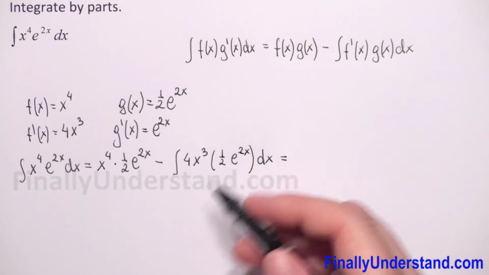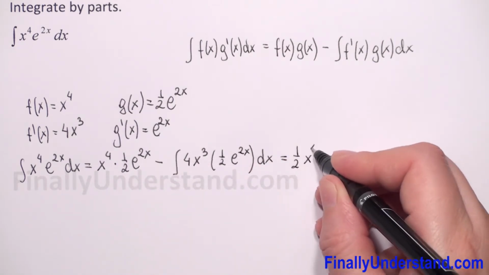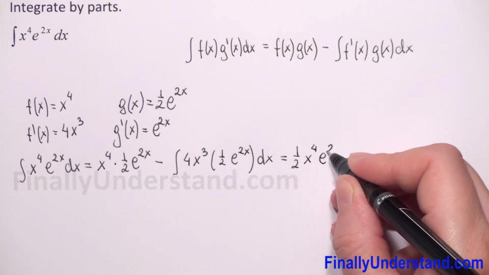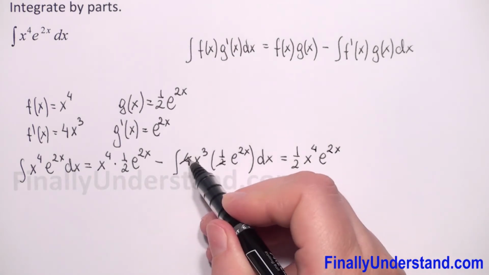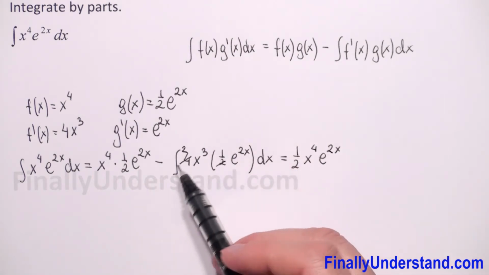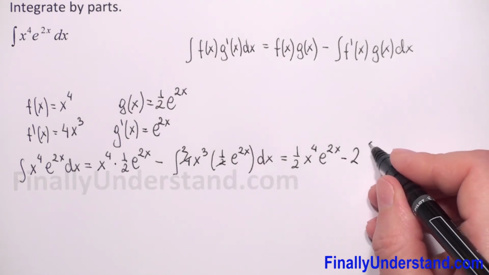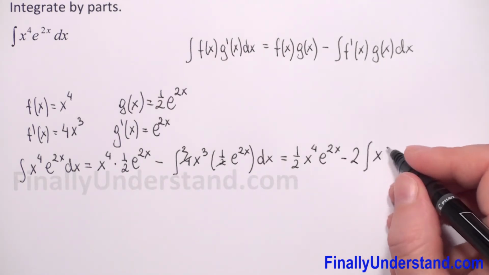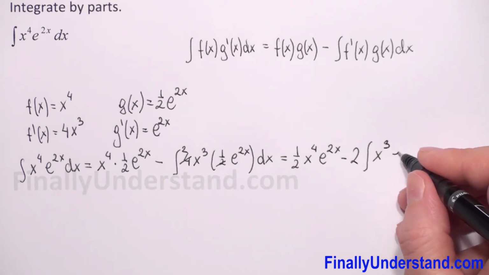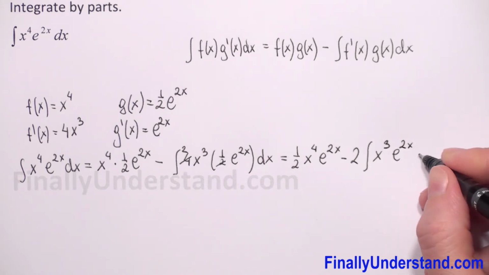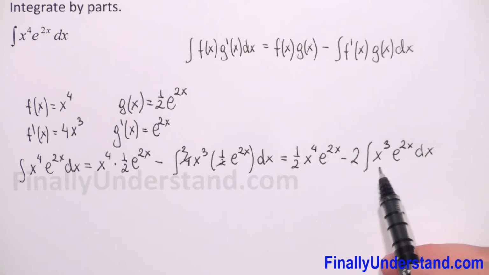This is equal to, first we will put the constant, so we have 1/2 x to the 4th power e to the power 2x, and we can reduce 2 with 4, which will be 2. I will put this constant before the integral, so we have minus 2, and the integral of x to the 3rd power times e to the 2x dx. We see our function is now simpler.